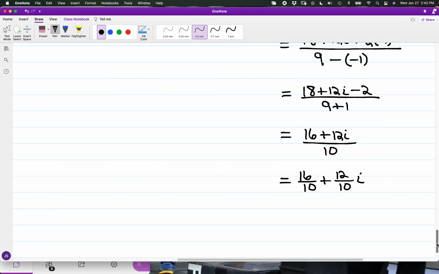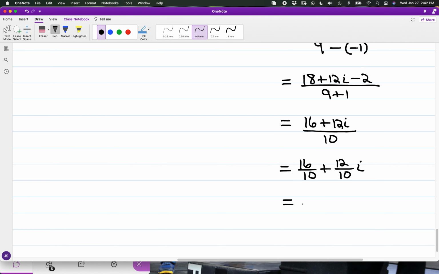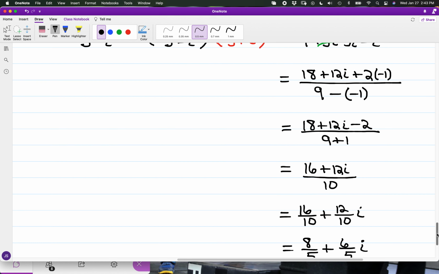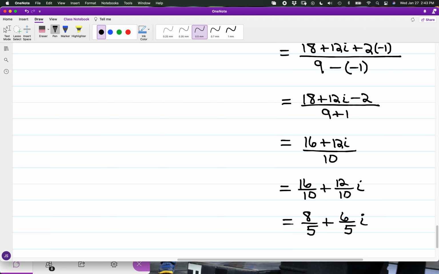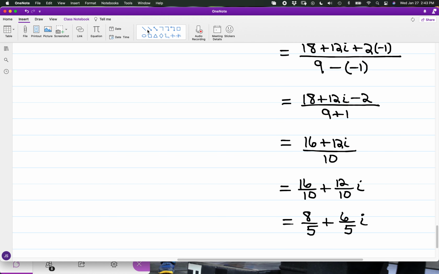Okay, so right now our a term is 16/10, and this ratio can be reduced to 8/5. And for the b term, it is 12/10, and that is reducible as well. We can get this down to 6/5. And so for the result of the ratio 6 plus 2i all over 3 minus i, expressing it as one number in standard complex form, we're going to have 8/5 plus 6/5 of i.